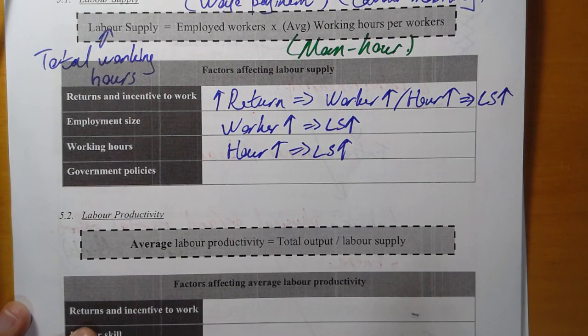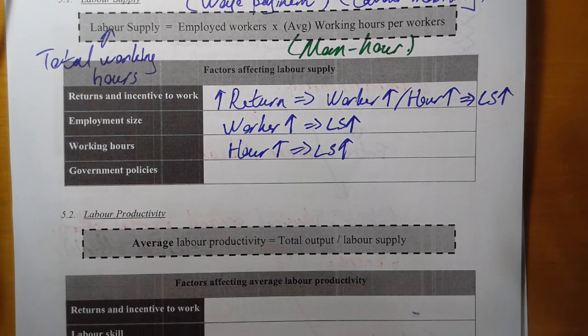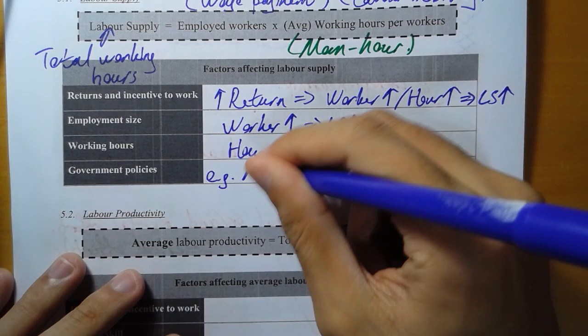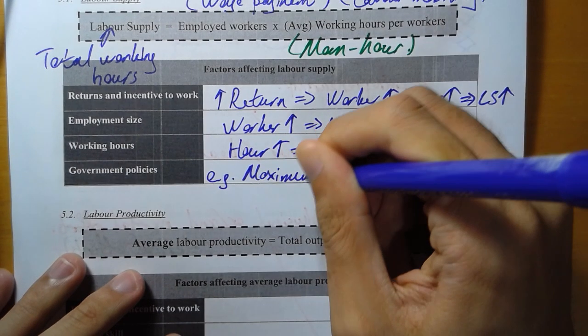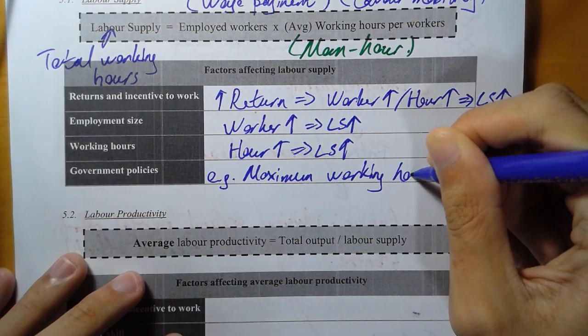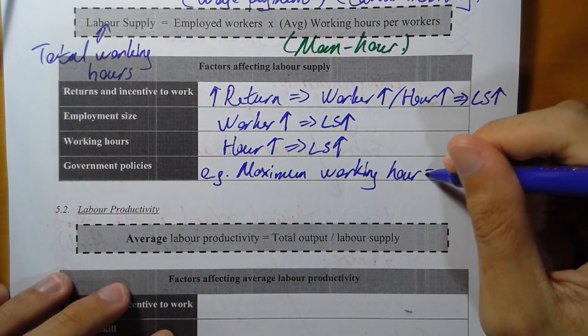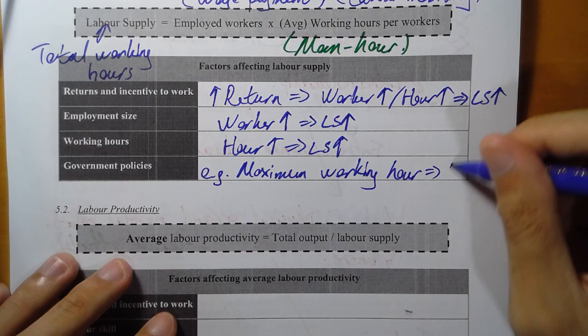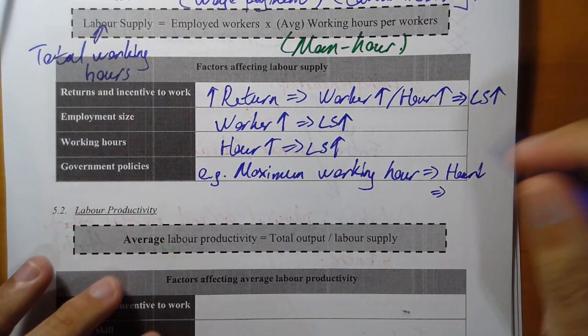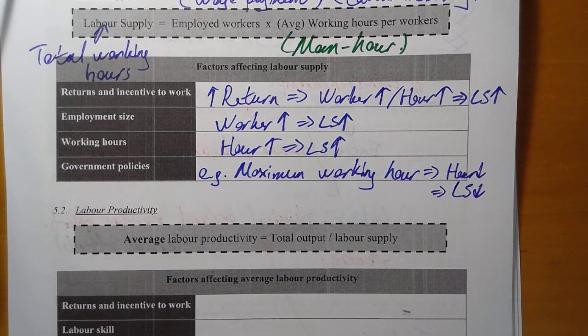Now, for example, if there is an implementation of a maximum working hour, then hours would decrease. Also, when hours decrease, then labor supply would decrease. This is but one example.